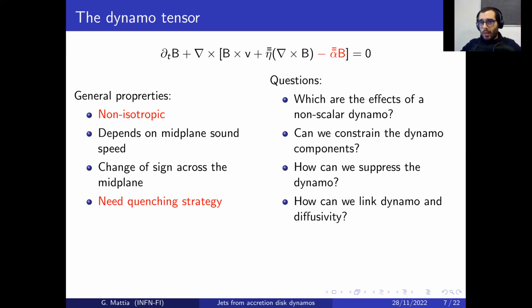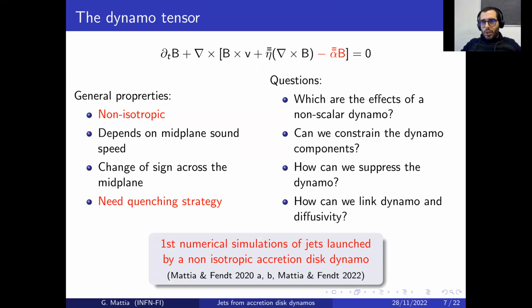How can we suppress the dynamo in case of a large-scale magnetic field, which should suppress the turbulence? And also, the eta, the diffusivity, is also a turbulent process. So how can we link the dynamo and the diffusivity? Should we also suppress the diffusivity in presence of a large-scale magnetic field?